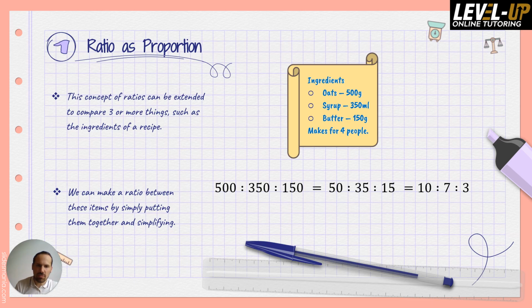Be mindful that each one has its own unit as well. Here we've got a mixture of units, grams and milliliters. The ratio doesn't care about the units. It just cares about the numerical values and the relationship between those, the relative amounts.